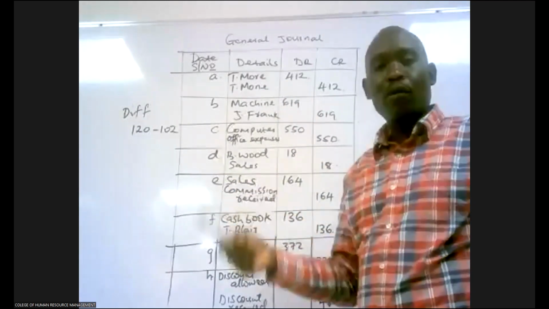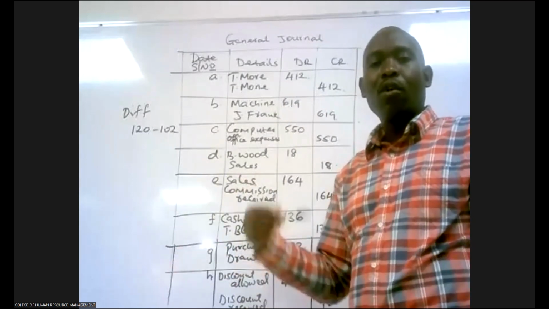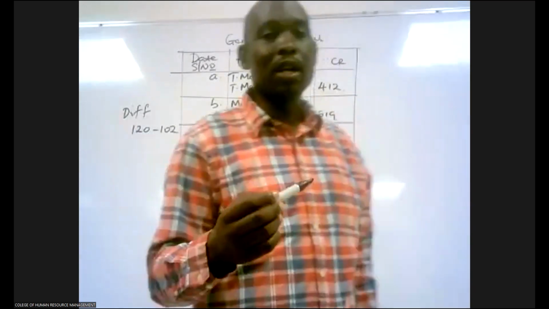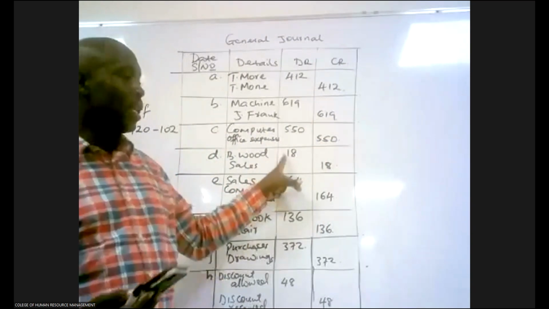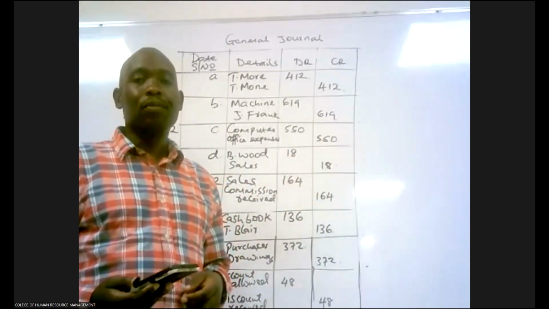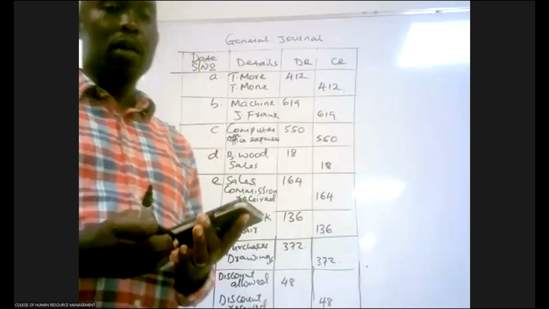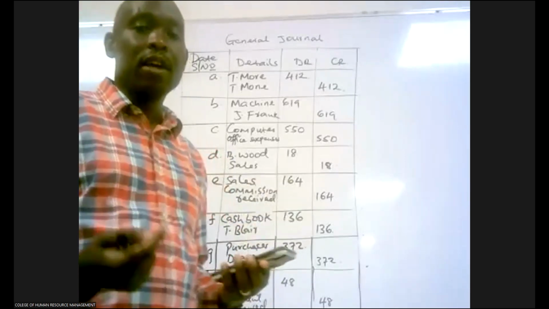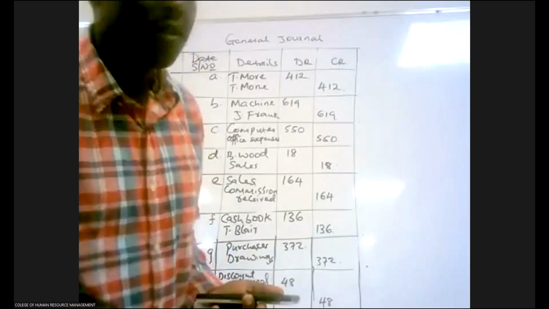So don't do the opposite. Don't start with the account to be credited and then the account to be debited. Always start with the account to be debited, then below it, write the account to be credited. The account to be debited, you put the amount on the debit. The account to be credited, you put the amount on the credit. Okay. We now go to question number 2. Now that we have got an idea, I think question number 2, we can move a bit faster.